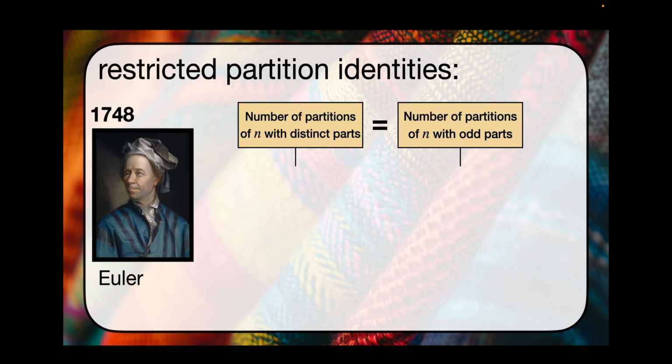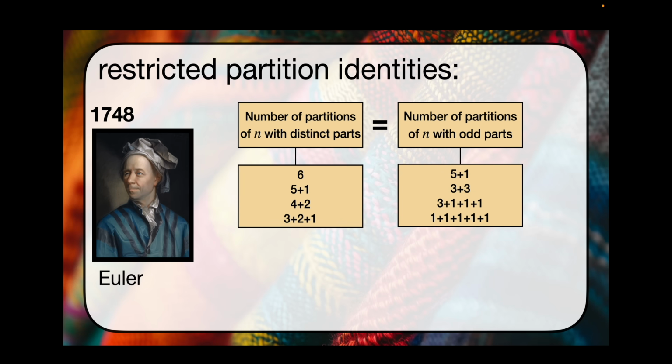We can see an example of this identity working if we look at all the partitions of 6. The partitions of 6 with distinct parts are 6, 5 plus 1, 4 plus 2, and 3 plus 2 plus 1. There are 4 such partitions. And then the partitions of 6 using only odd parts are 5 plus 1, 3 plus 3, 3 plus 1 plus 1 plus 1, and then 6 ones. But notice that there are 4 integer partitions of that type as well.